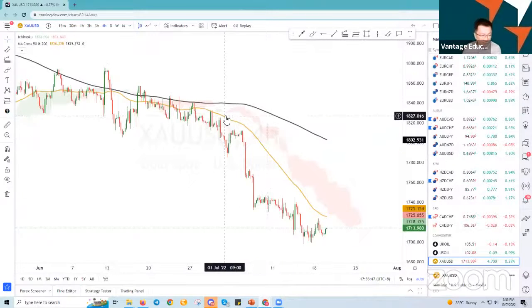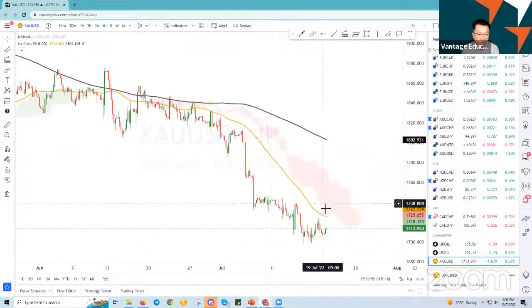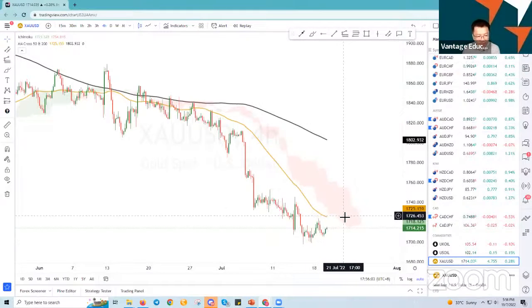This is going to form a good resistance level to keep price possibly towards the downside, possibly below that 1725 resistance level, or that Ichimoku cloud there. All right, so let me see, do I have any questions?